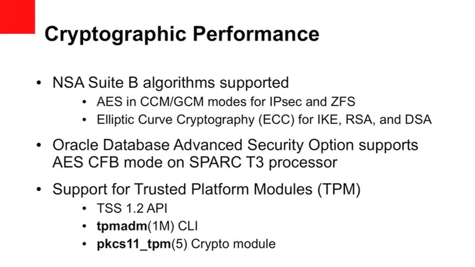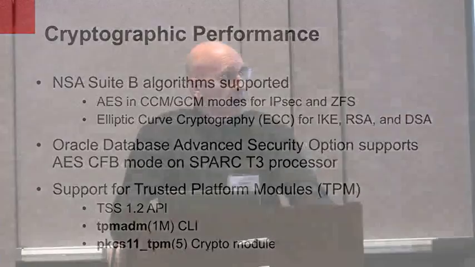The new Spark T3 processors have built-in crypto performance, hardware acceleration for AES, CFB mode, which is used by the Oracle Database Advanced Security options. So this gets us better performance for cryptography through the database.